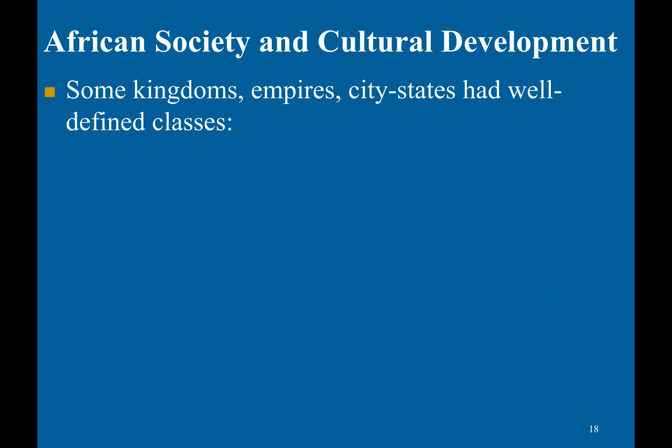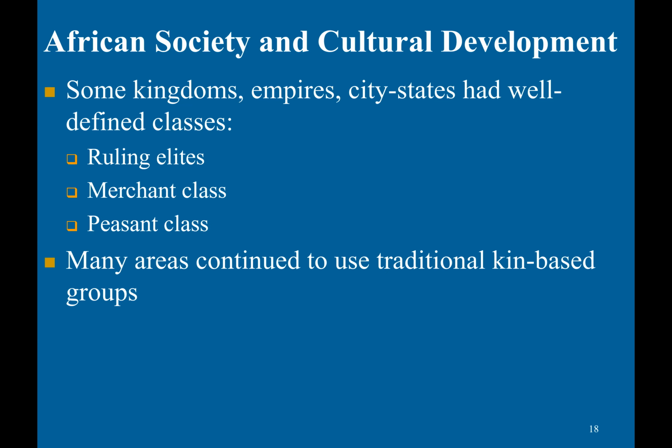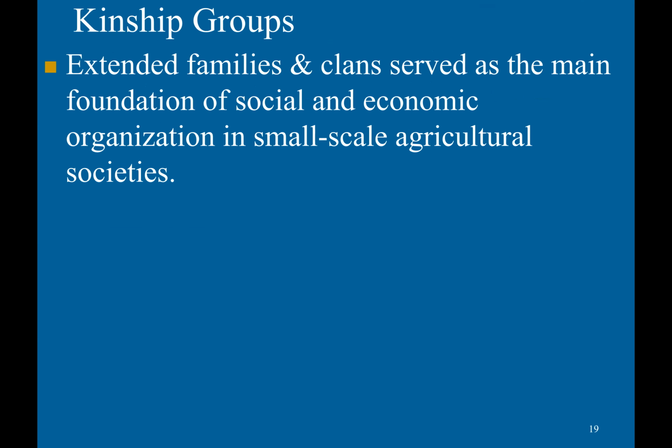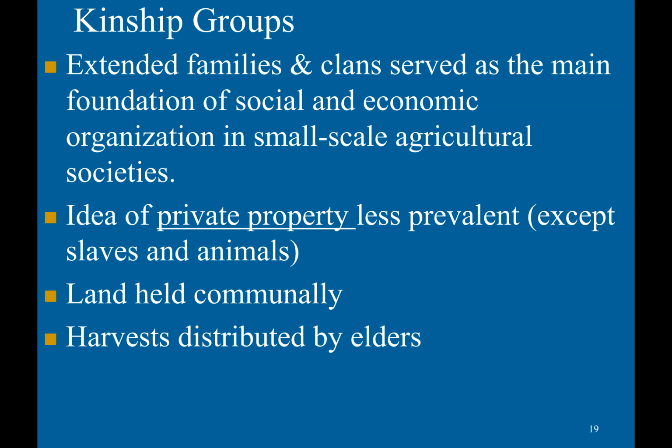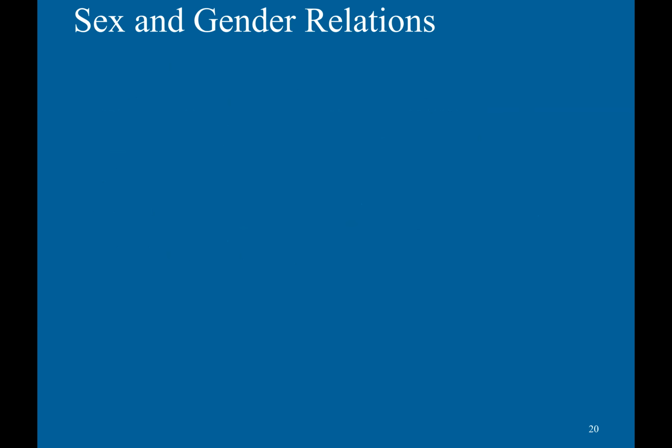African society had some kingdoms, empires, city-states, and cities with well-defined classes, like the ruling elites, merchant class, and peasant class. Many areas continued to use traditional kin-based groups. Extended families and clans served as a main foundation of social and economic organization in small-scale agricultural societies, with the idea of private property being less relevant, except for slaves and animals. Land was held in community, and harvests were distributed by the elders.